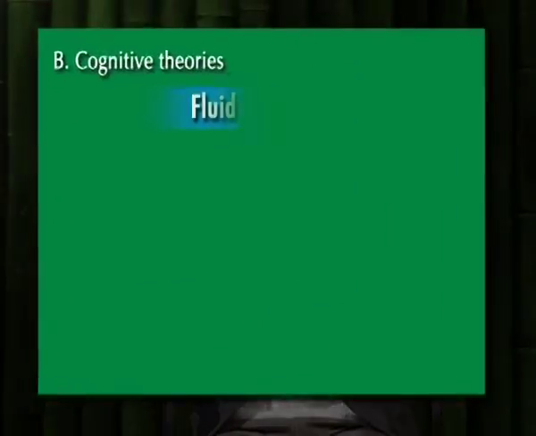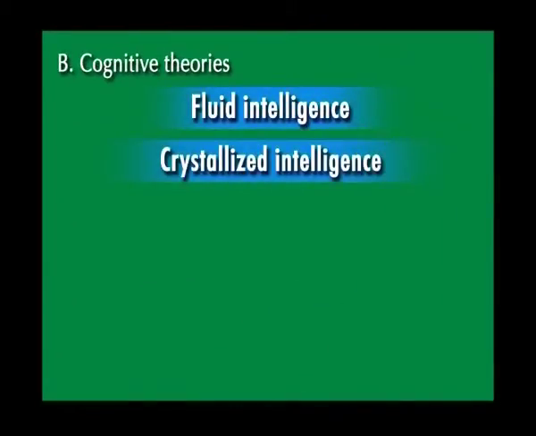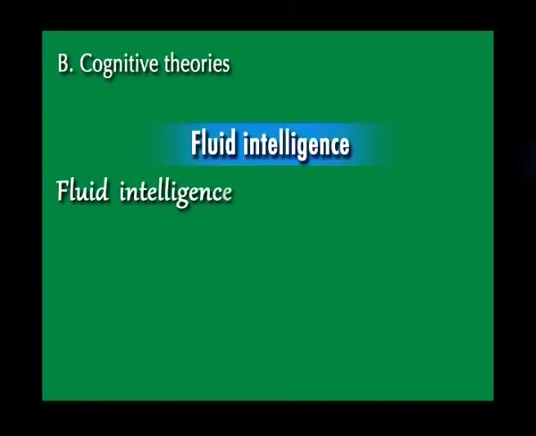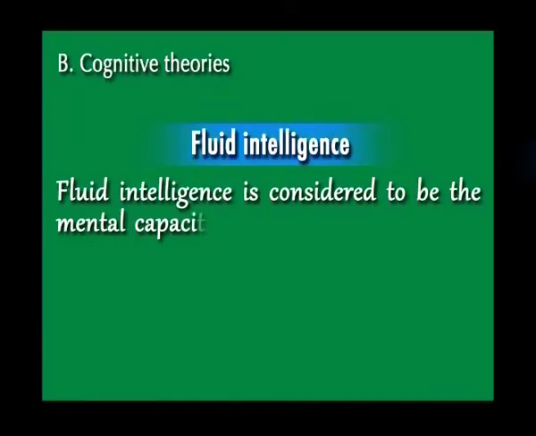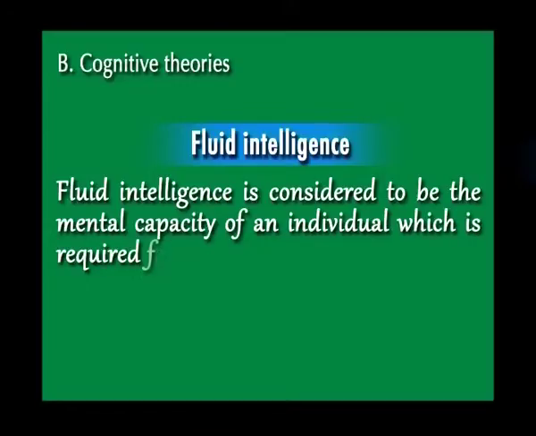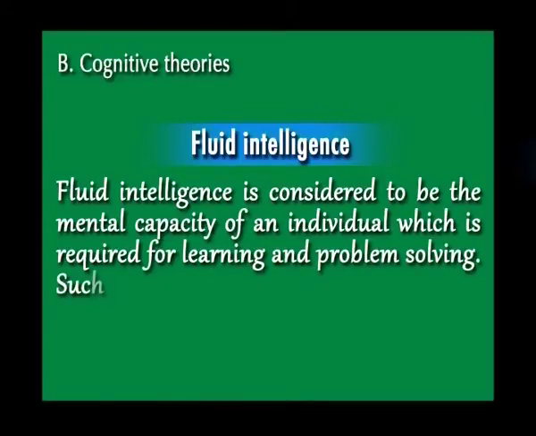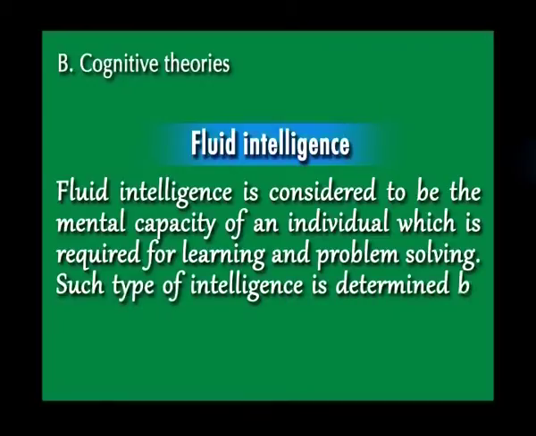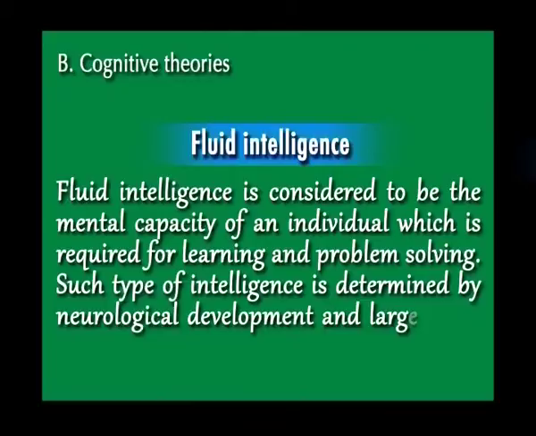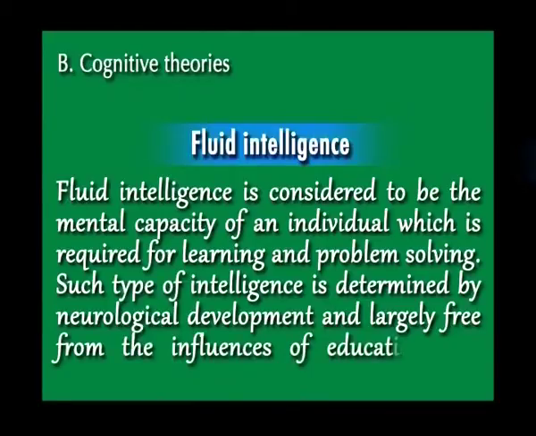Cognitive theory of intelligence analyzes and understands intelligence in terms of certain fundamental cognitive processes. Cattell and Horn in the 1960s and 70s proposed a theory of intelligence that propounded two types of intelligence, that is, fluid intelligence and crystallized intelligence. Fluid intelligence is considered to be the mental capacity of an individual which is required for learning and problem solving. Such type of intelligence is determined by neurological development and largely free from the influences of education and culture.